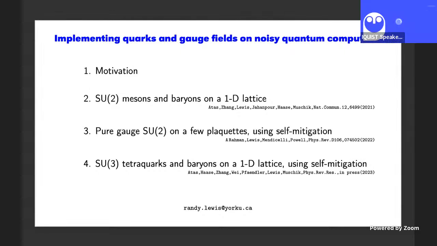Okay, so welcome back, everybody. It's my pleasure to introduce our first speaker of the fall semester, Randy Lewis. Randy comes to us from York University, where he has been professor of physics since 2008. Is that roughly right? Randy is a leading figure in the field of lattice gauge theory.